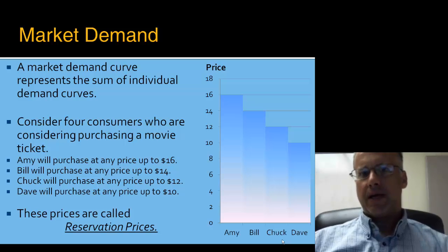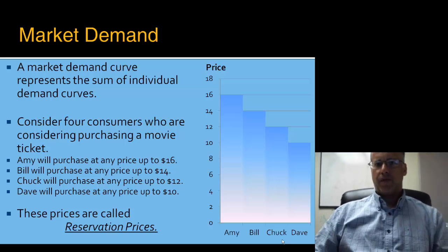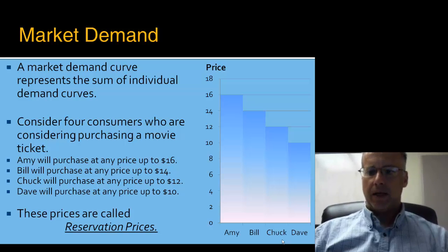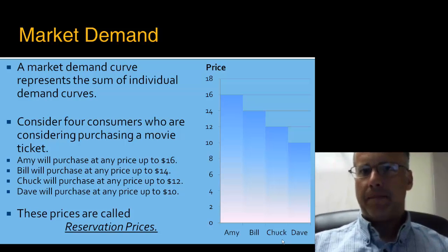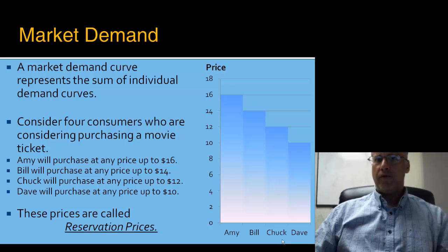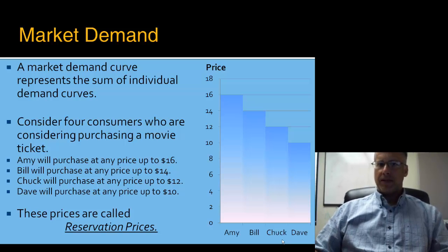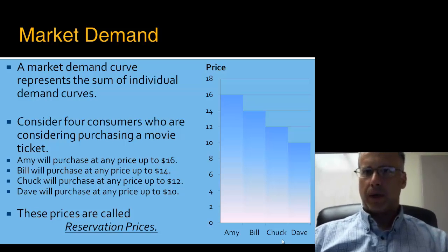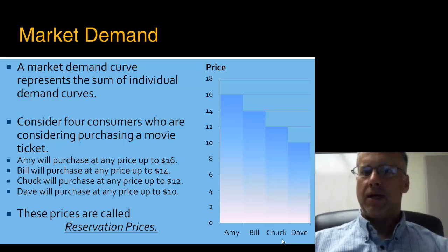So in this case, we're going to consider a very simple case of four consumers who are interested in purchasing movie tickets and looking at their individual demand. The assumption here is that each of the consumers is interested in purchasing exactly one movie ticket, depending on the price that the movie tickets are available. If the movie tickets exceed what we're going to call their reservation price, then they choose not to purchase. However, if the price is at or below their reservation price, then they will purchase a ticket.